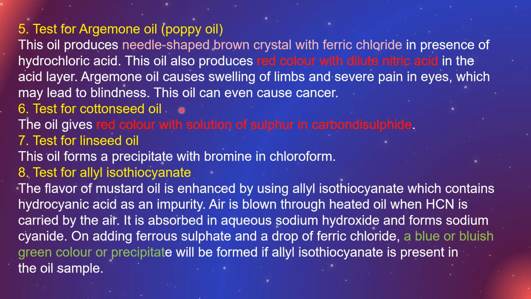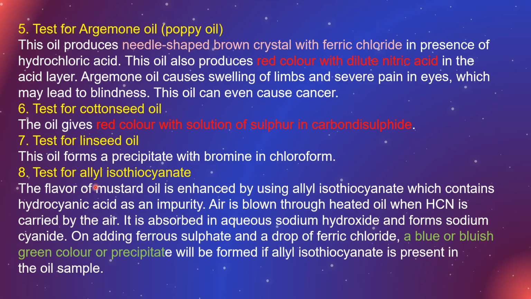Next is cottonseed oil. This oil will give a red color with a solution of sulfur in carbon disulfide. Next is linseed oil. It forms a precipitate with bromine in chloroform.